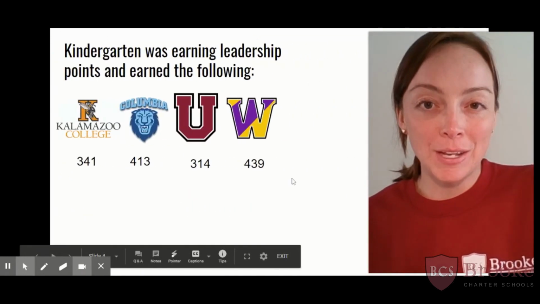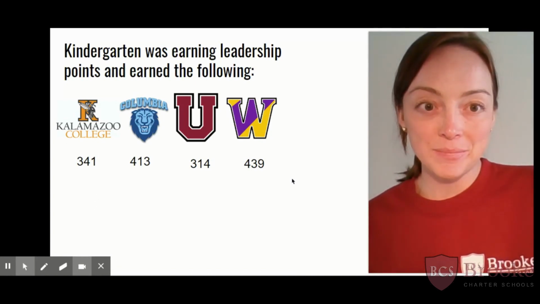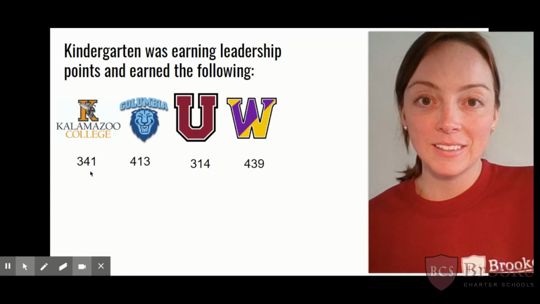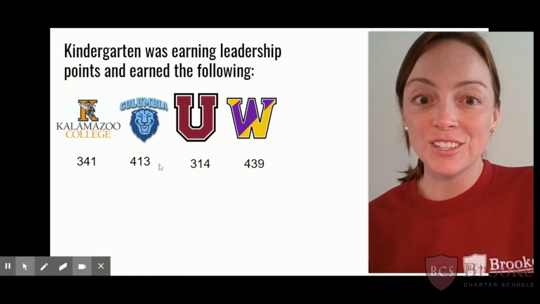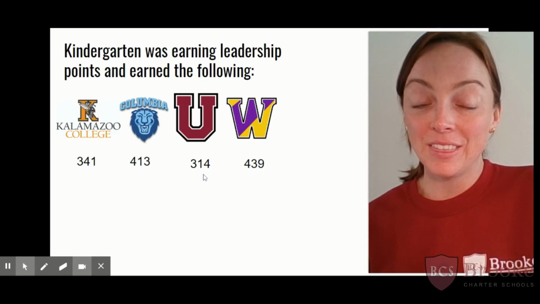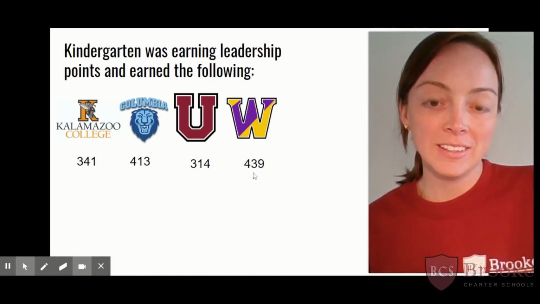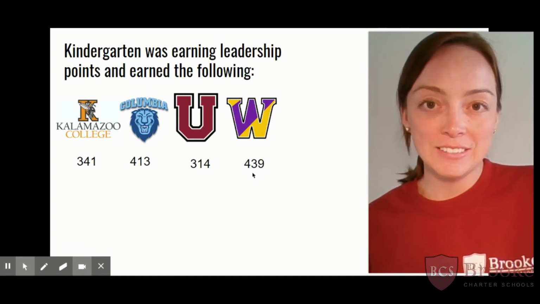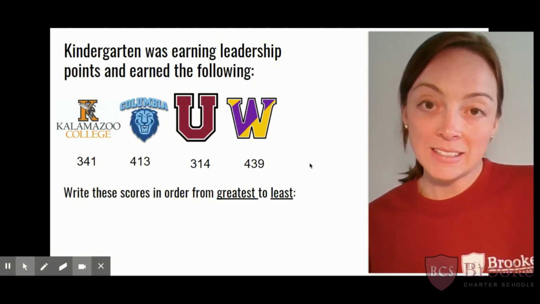Now we have another ordering numbers problem. It says kindergarten was earning leadership points and earned the following. Kalamazoo. Kalamazoo has how many leadership points? Good, 341. Columbia. Columbia had how many leadership points? Good, 413. Union College. How many did they have? Good, 314. And Williams. How many did Williams have? Nice, 439. Our question for today is, write these scores in order from greatest to least.